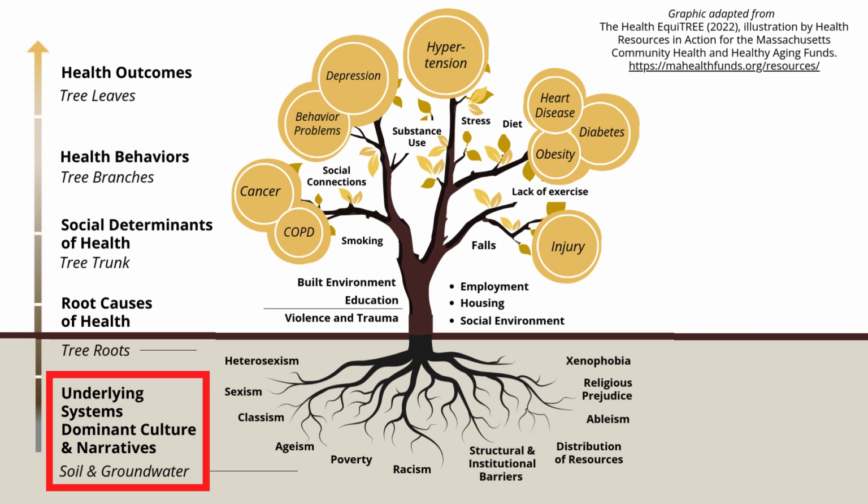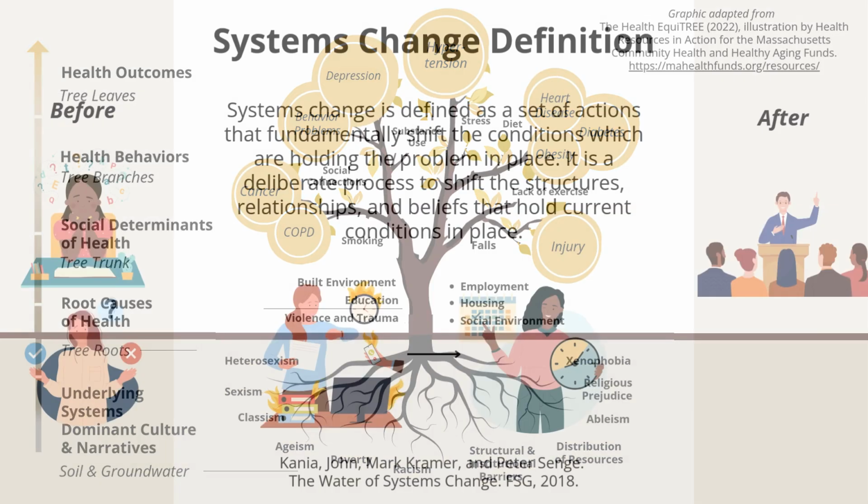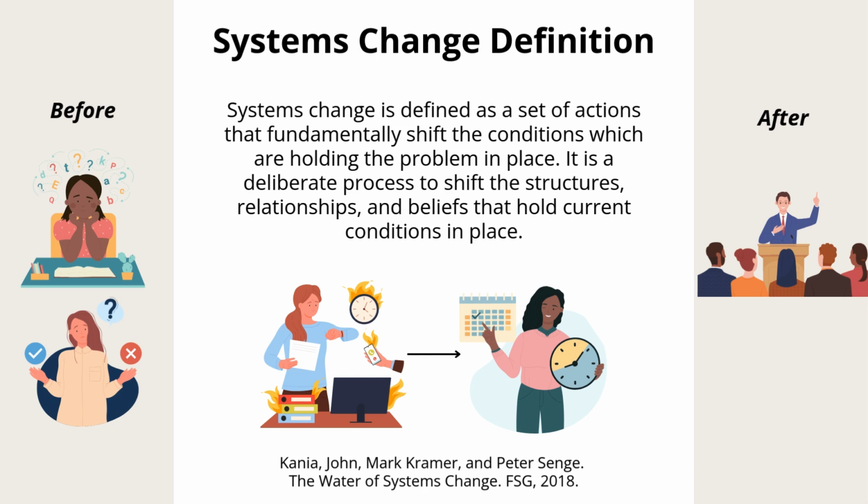Systems change is about going beneath the surface, not just pruning the branches, but transforming the soil: our norms, values, policies, and mental models that nurture inequity. If we don't address these old ways of being, change doesn't occur. Systems change is defined as a set of actions that fundamentally shift the conditions which are holding the problem in place. It is a deliberate process to shift the structures, relationships, and beliefs that hold current conditions in place.